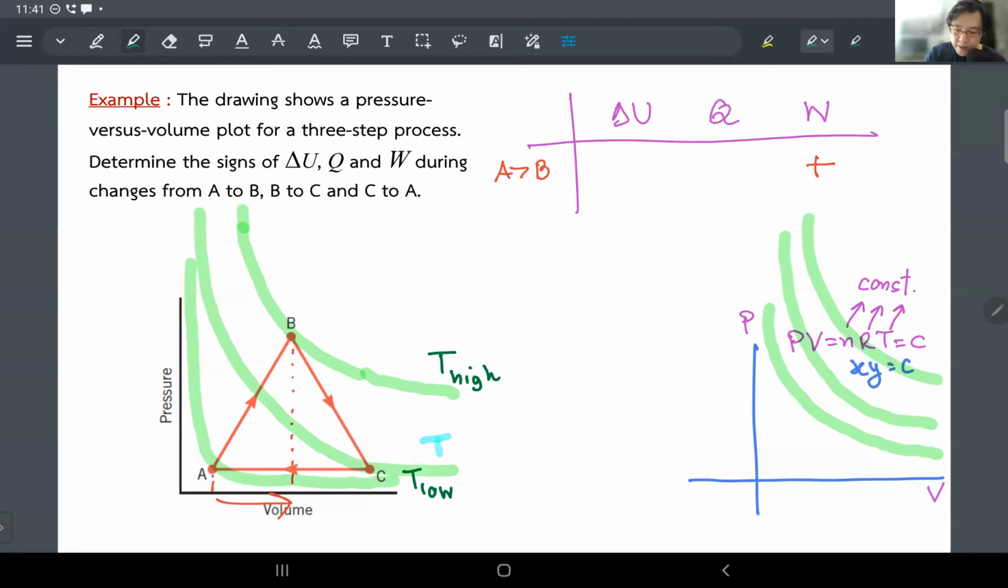T in the middle. There you go. Got that one? Okay. So going from A to B, you're jumping from the lower line to a higher line. Actually, this line has a name because it represents the constant temperature line. This one we'll call an isotherm. It's an isothermal curve. So going from A to B, you're jumping from a lower isotherm to a higher isotherm. You're jumping from a low temperature to a higher temperature.